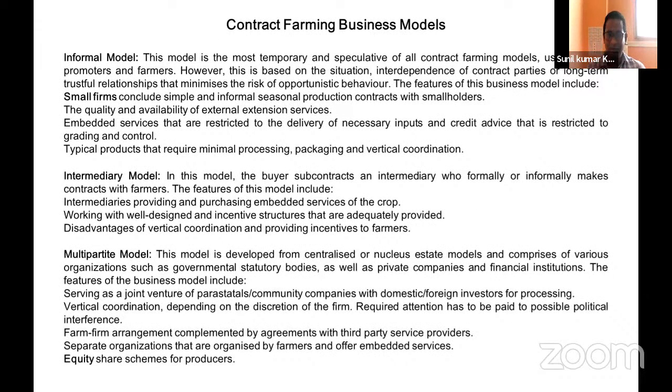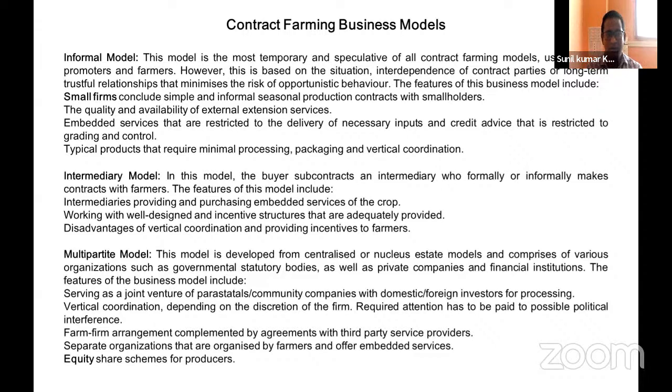There are majorly four models. Firstly is the informal model, where mostly they are tied on a temporary and speculative basis to their production and marketing scenario. Okay, this much will be there, so we will collect, and this much advisory will be provided to you, majorly because of seasonal production. So it is majorly linked with small farms involved in seasonal production of any commodity. Some other facilities will also be provided, like minimum processing and packaging and vertical coordination with other agencies.